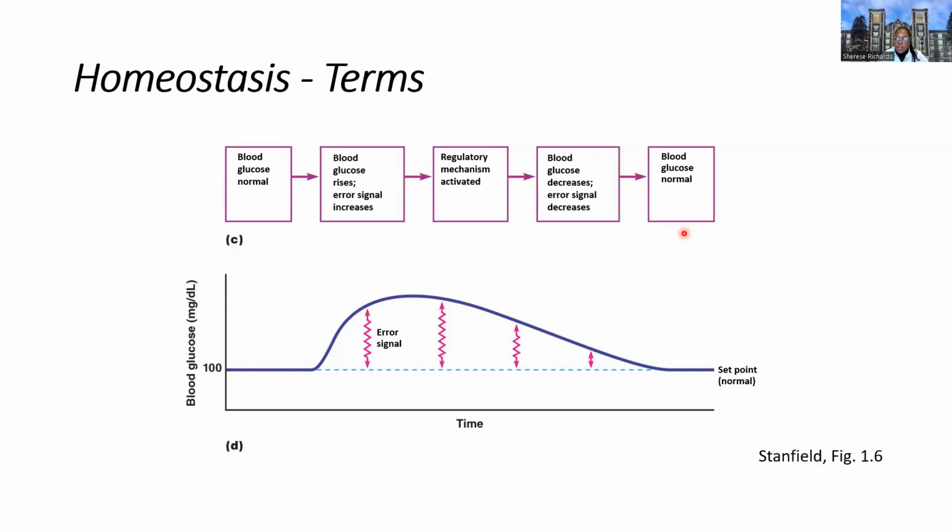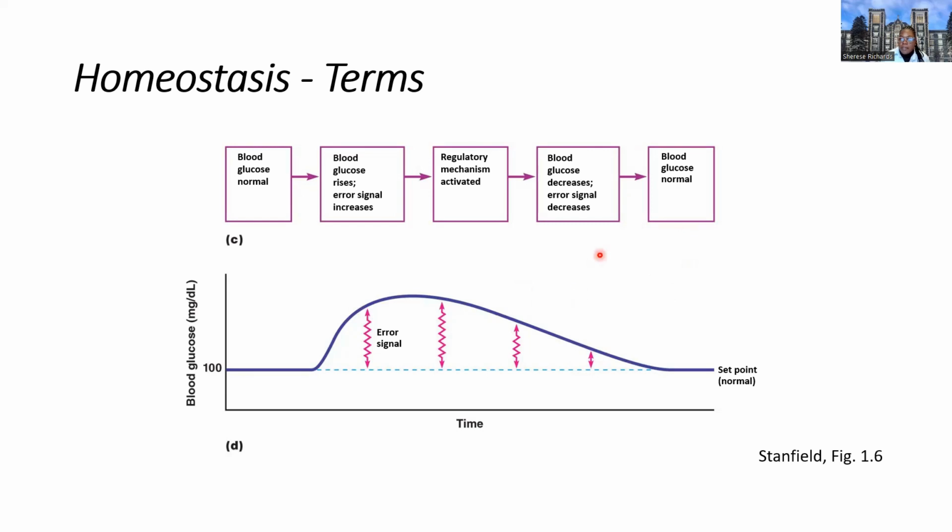So we can think of a multitude of examples to illustrate this, but the principles are the same. The set point is where we want to be. The error signal is the difference between where we want to be and where we are. And the regulated variable is the component in the body that we are trying to maintain at a set value.